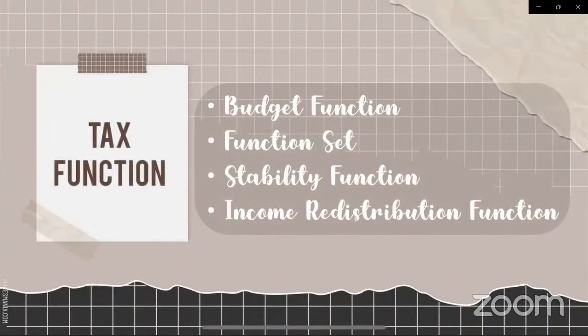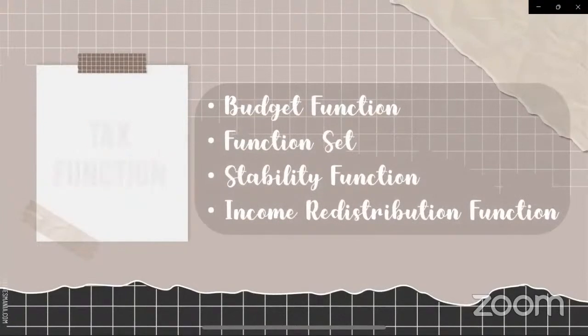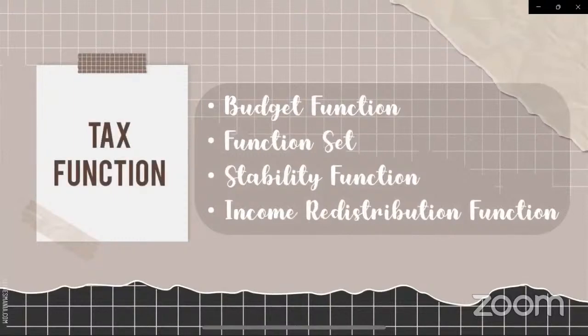And the fourth is the income redistribution function. Taxes that have been collected by the state will be used to finance all public interests, including also to finance development, so as to open up job opportunities, which in turn will increase people's income.